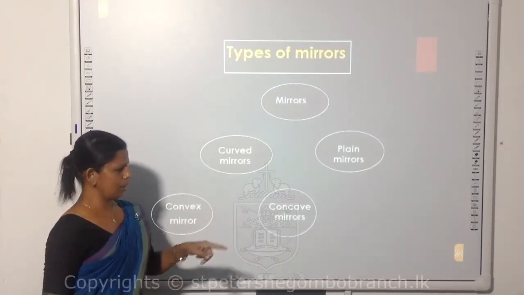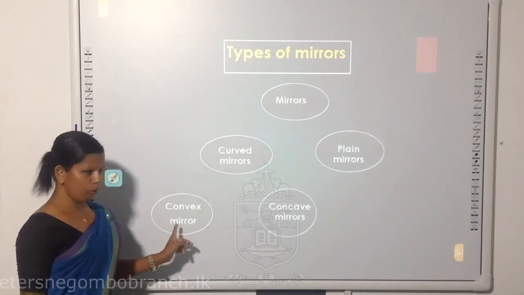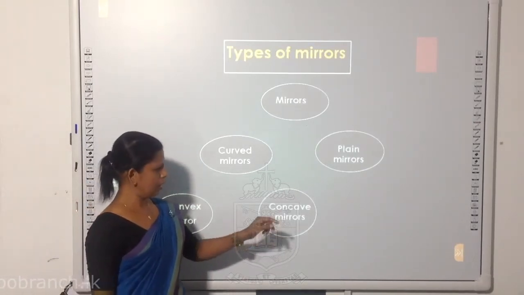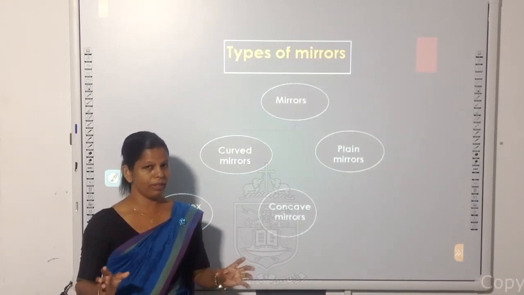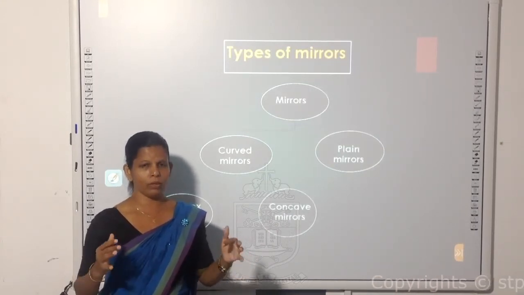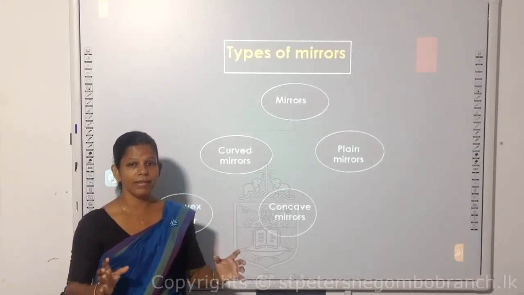There are two types of curved mirrors. What are they? First one, convex mirror. The other one, concave mirror. Those are the two types of curved mirrors. Now we are going to talk in detail about those curved mirrors.